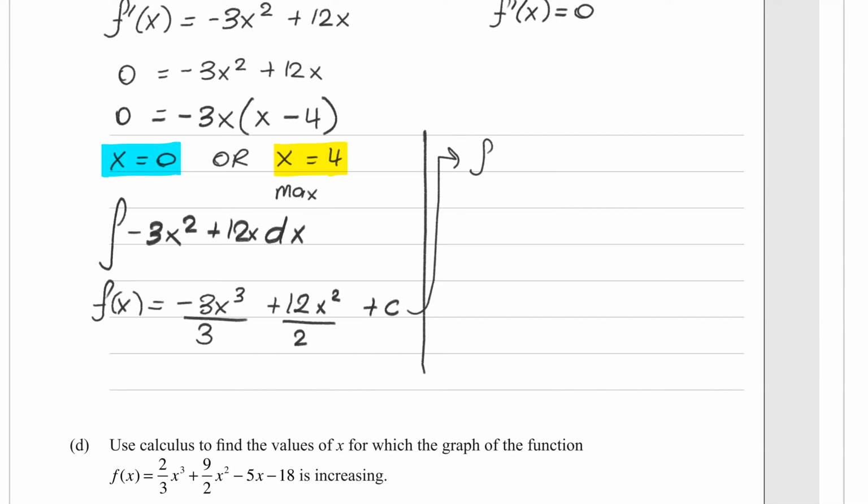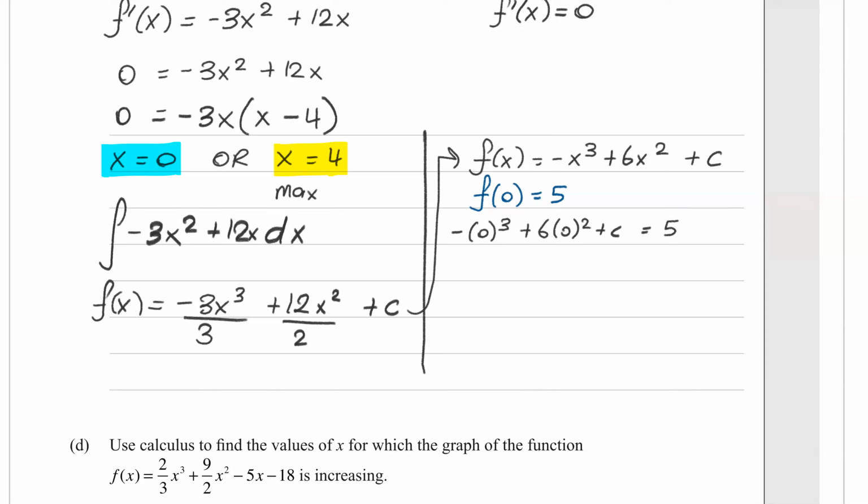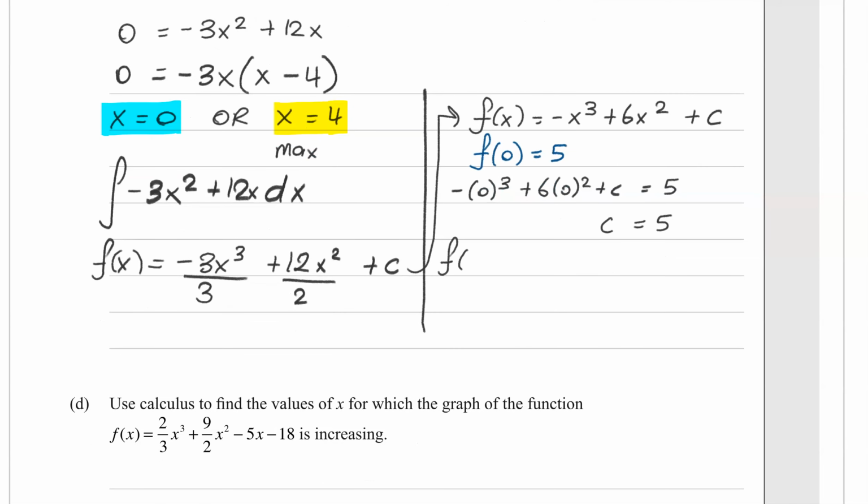So I can simplify this. So f of x is equal to negative x cubed plus 6x squared plus c. Now let's find c first. And we know for c, we were told that when x is equal to 0, y is equal to 5. So I can find my c. So I've got 0 cubed plus 6 times 0 squared plus c equals 5. Obviously I get c is equal to 5. Therefore my function is f of x is equal to negative x cubed plus 6x squared plus 5.